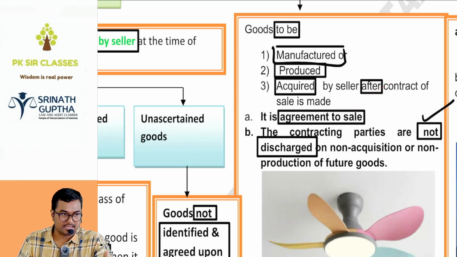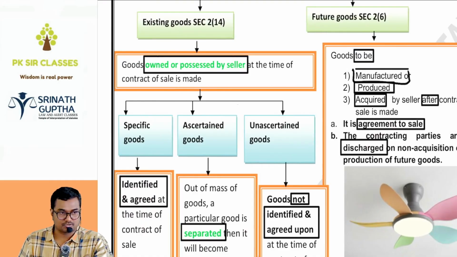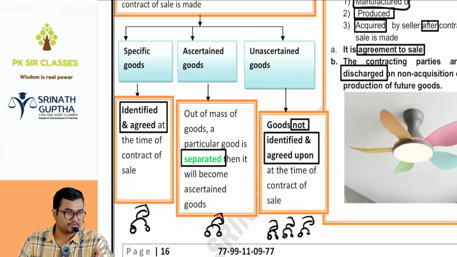Due to strike, if I am unable to manufacture, whether the contract is destroyed or not, the contract will not be discharged due to non-production of the future goods. Existing goods. Which goods? Satvika's father said, if you clear CA Foundation, I will give you a bike.